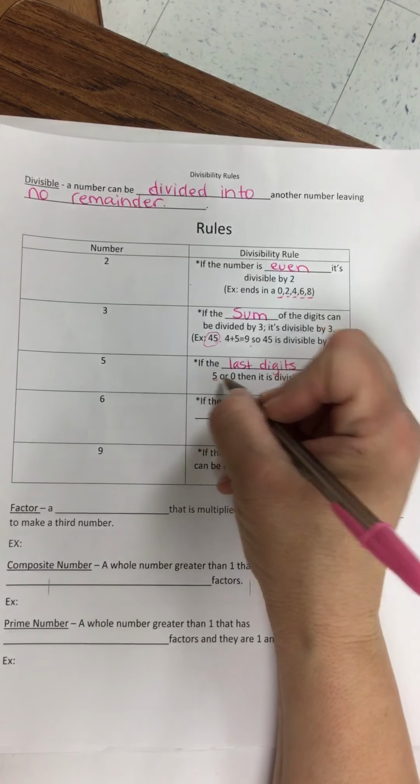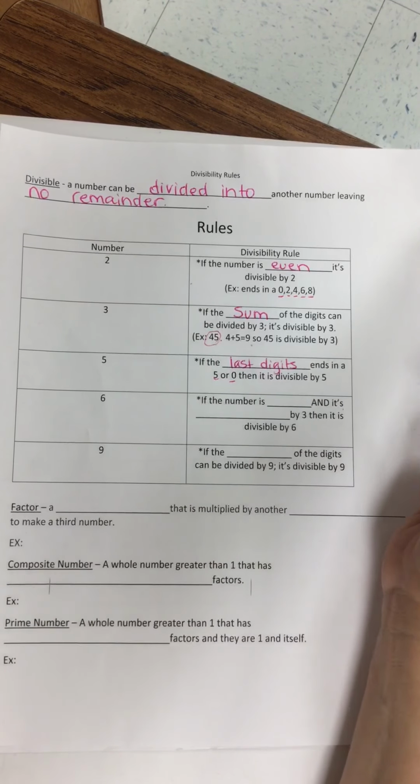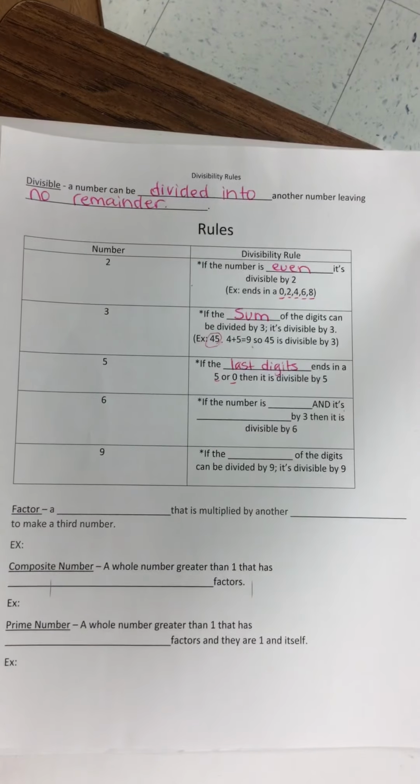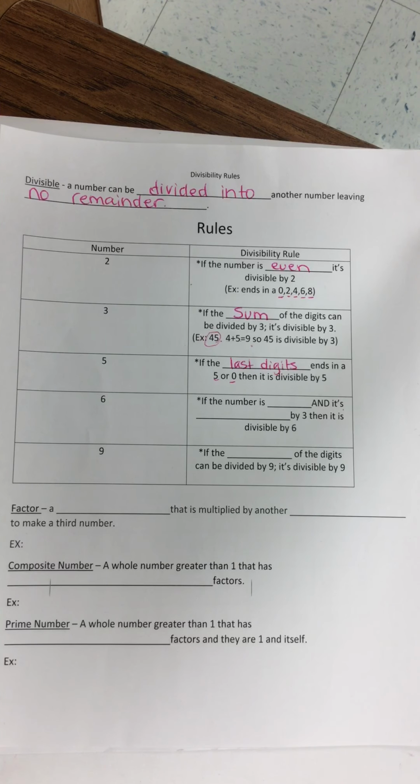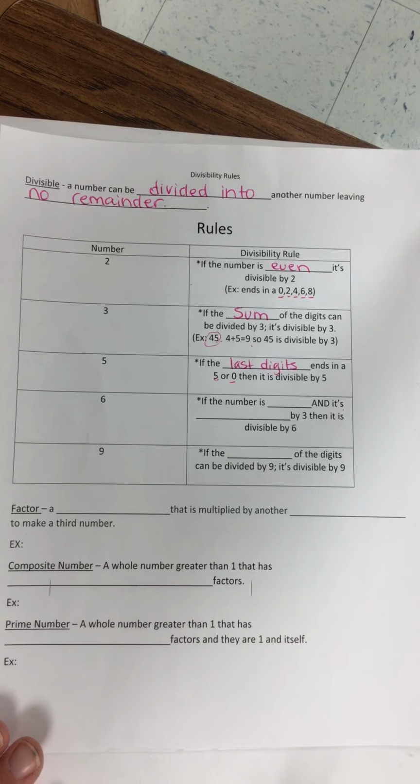On 5, if the last digit ends in a 5 or a 0, then it's going to be divisible by 5. Because when you think of your multiples of 5, that's 5, 10, 15, 20, 25, 30. They all end in a 5 or a 0. So, for example, the number 1050, it ends in a 0. So it would be divisible by 5, meaning I could divide it and have no remainders.